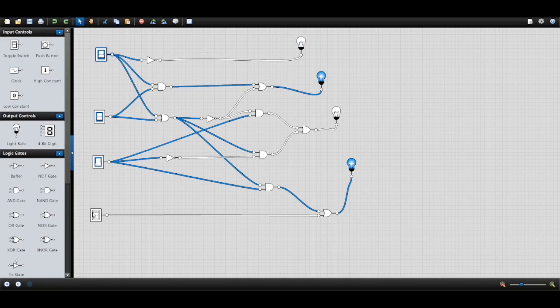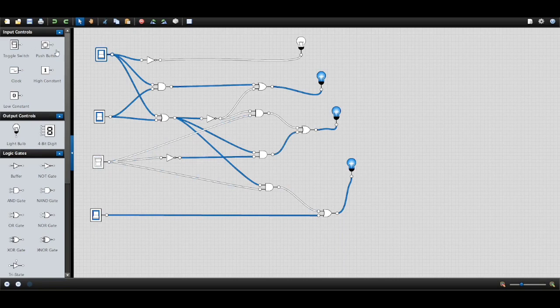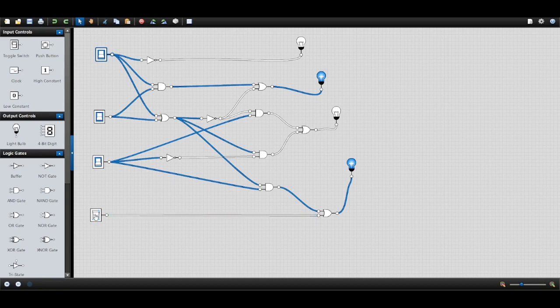If A is 1, B is 0, C is 1 and D is 1, the output will be 1 except Z, that is W equal to 1, X equal to 1 and Y equal to 1. We can switch on and off according to the truth table. Thank you.